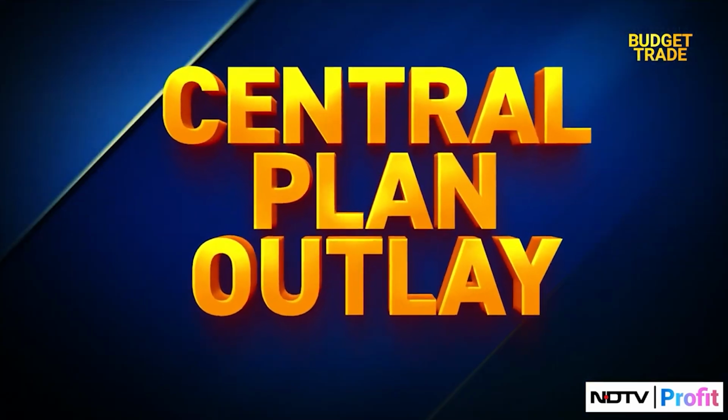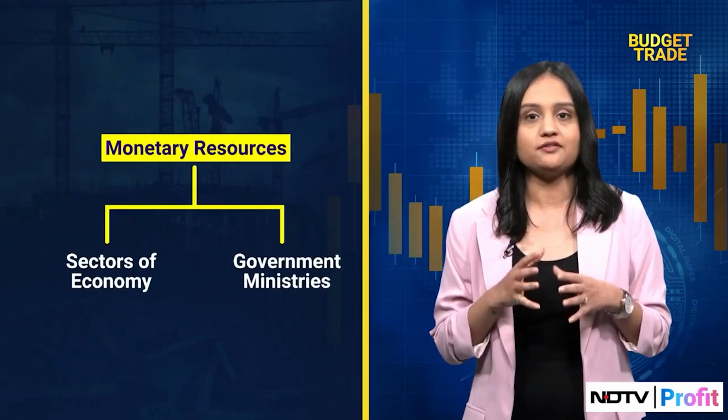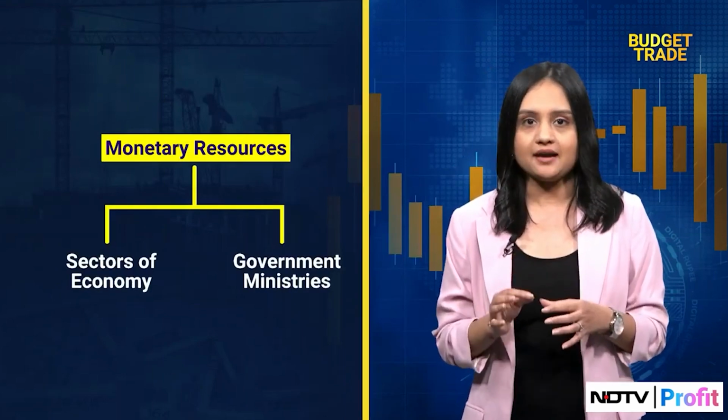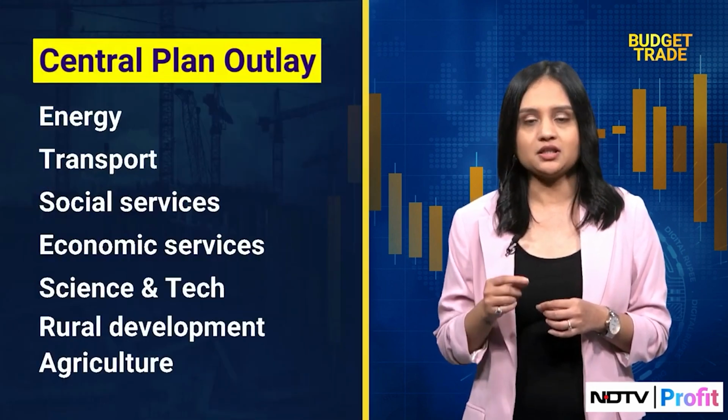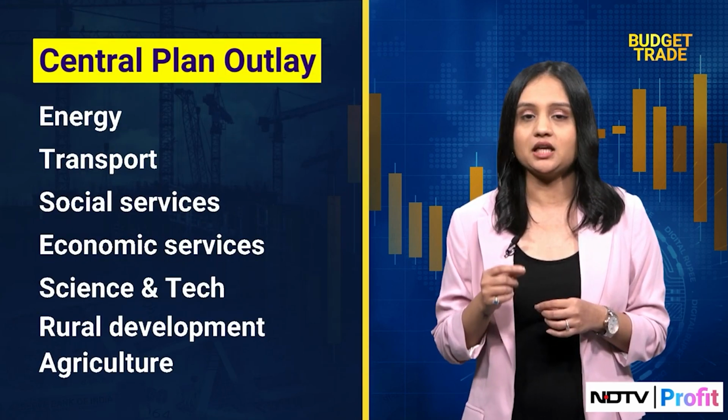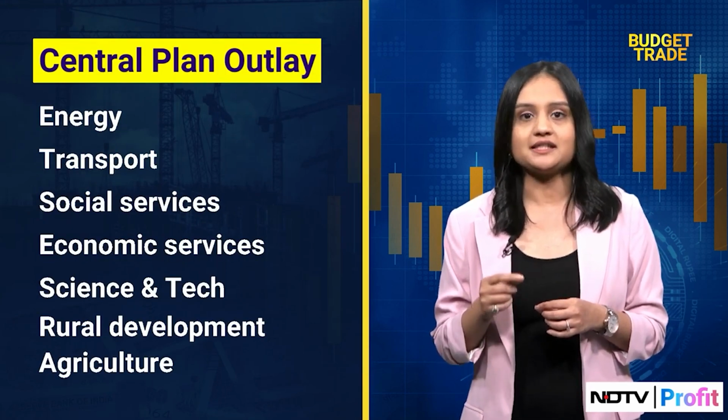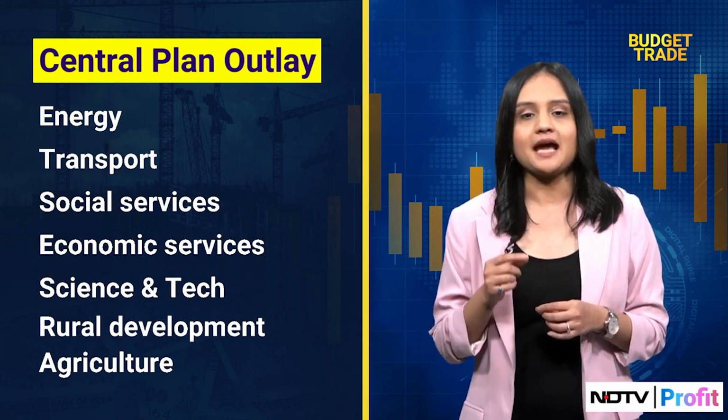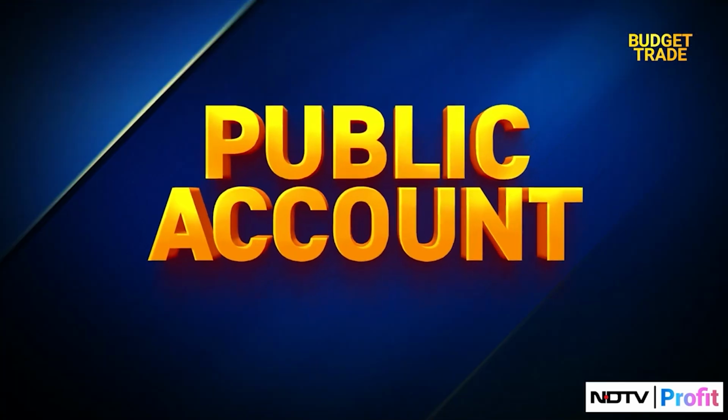Next is central plan outlay. It refers to the allocation of monetary resources among the different sectors in the economy and the ministries of the government. The different sectors include energy, transport, social services, general economic services, communications, science and tech, rural development, agriculture, and so on.